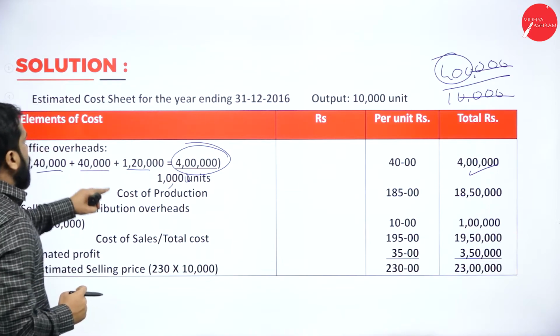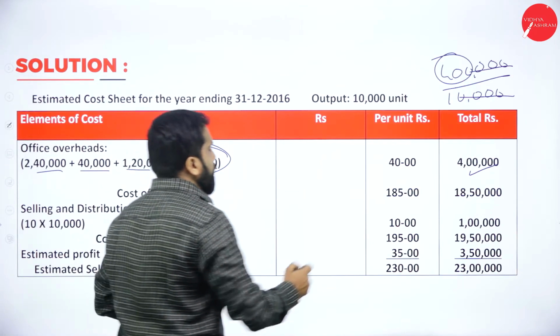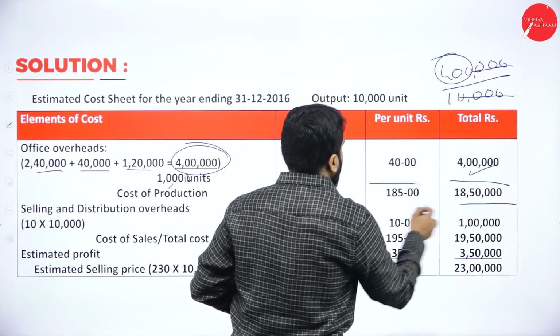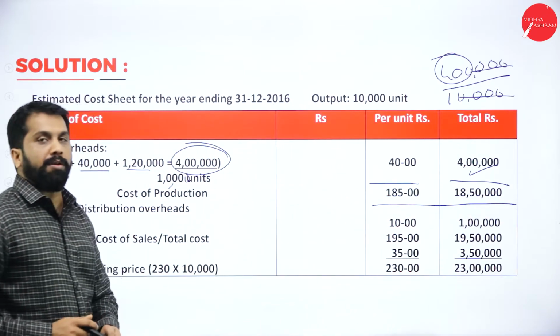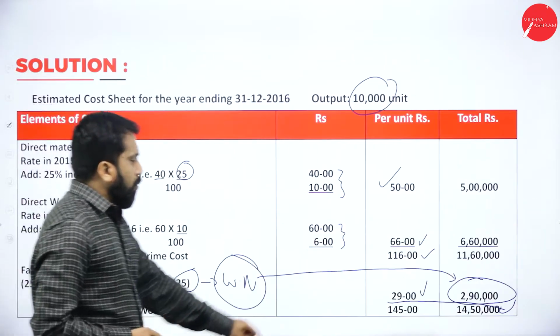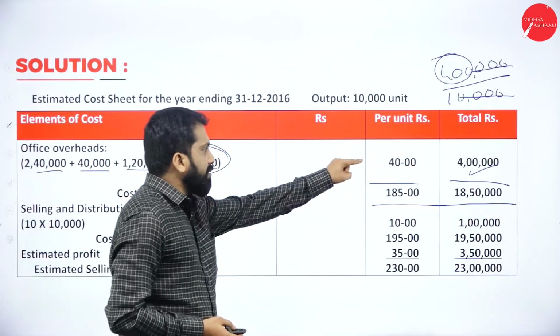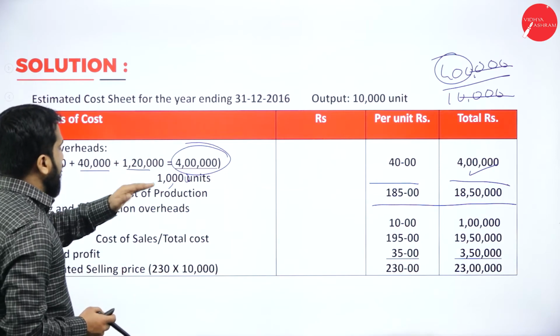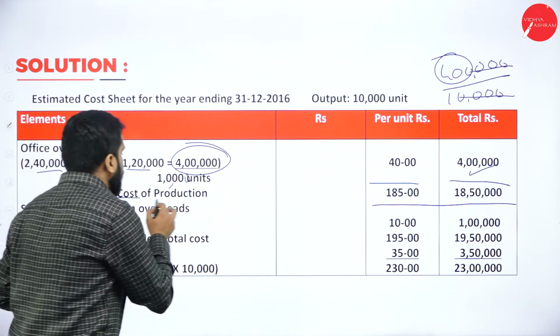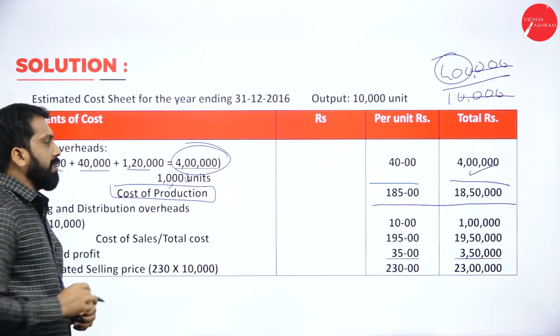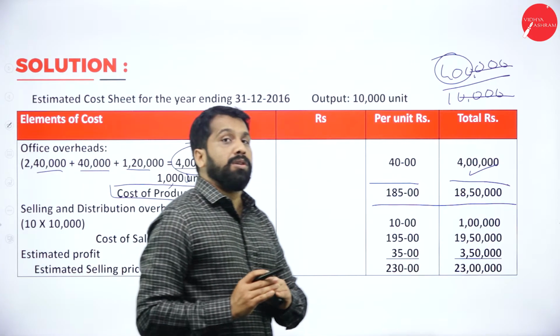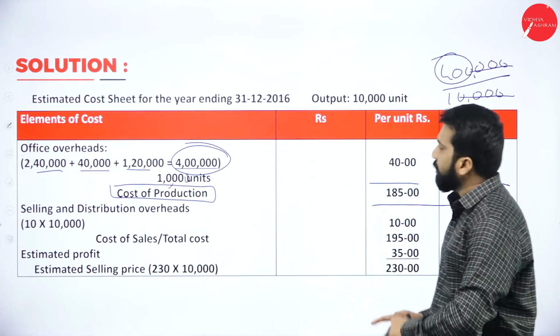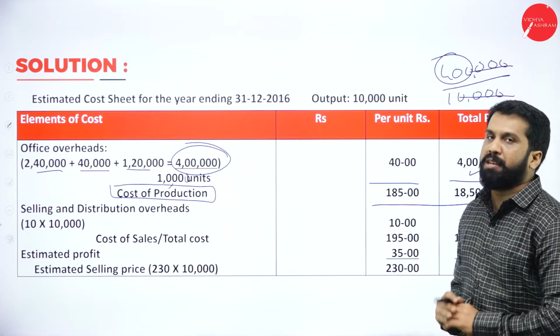Now, if you add everything, you will get the cost of production. How did you get 185? 145 plus 40 is 185. Now, you are done with everything up to cost of production. Up to this, any doubt? No doubt. Now we'll come to the last part of the question.